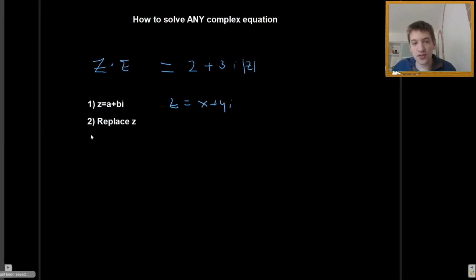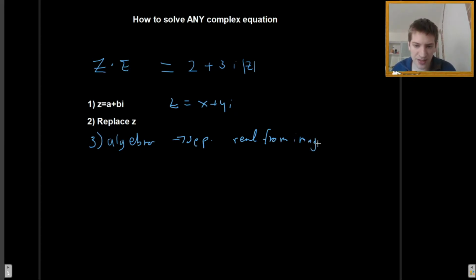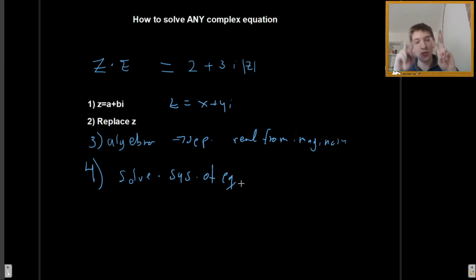And now comes some algebra. We're going to have to apply some algebra, with the objective of separating real and imaginary parts. So separate real from imaginary. I will give you some examples, so do not worry. And last step is solve the system of equations. So we will reduce a relatively hard problem in which we have two equations in one by splitting this one equation into two. That will now be easier. Okay, so that is the basis.